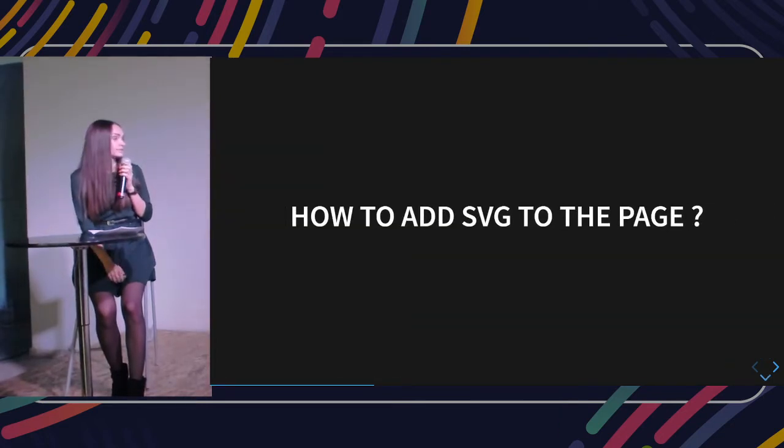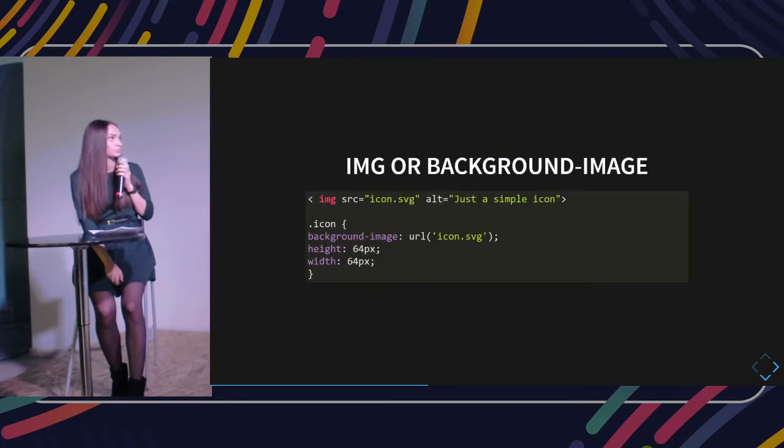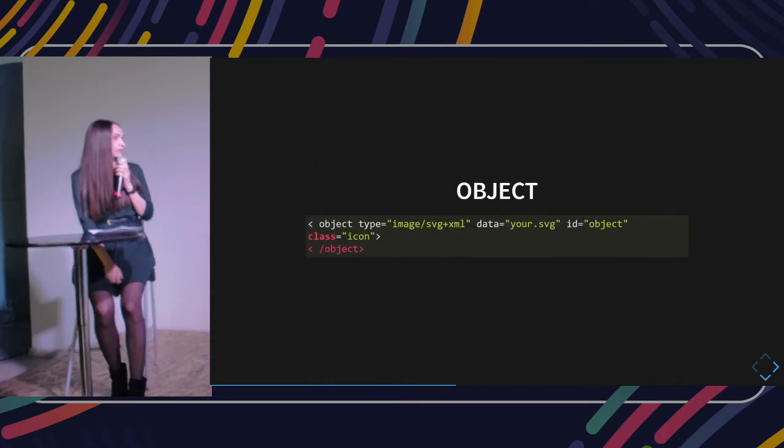How can we add SVG to our page? There are 4 basic methods: the image tag, the CSS property background-image, the SVG tag, and object. Image or background-image, these 2 methods are very similar. In both cases, you need to write the path to the file. Here it is not possible to work with the graphics, so such methods are best suited for content images that don't need interaction, for example icons and diagrams.